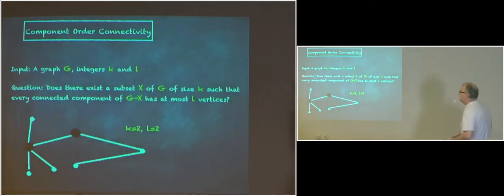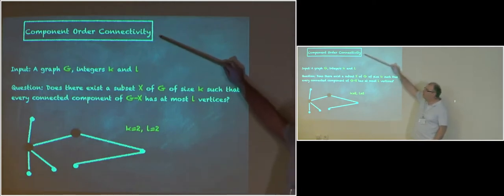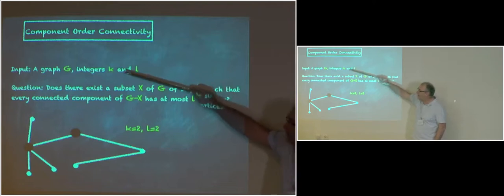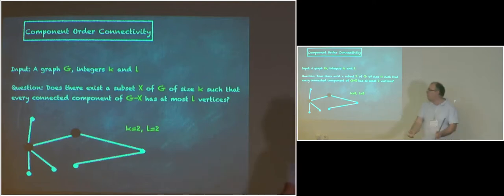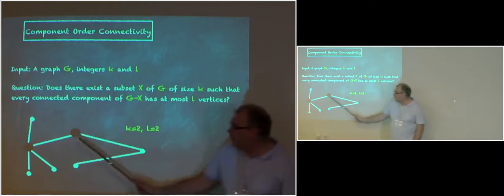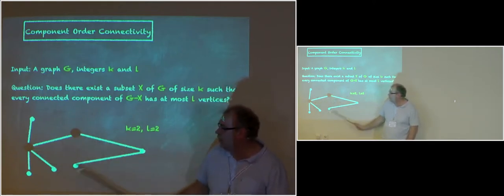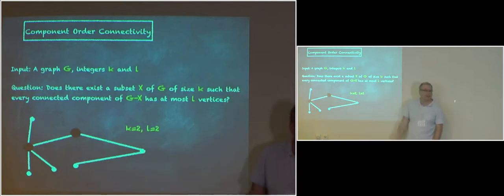My application here is the following problem. I want to give a kernel for the component order connectivity problem. I have a graph G, integers K and L. I want to find a set of vertices of size at most K, such that when I remove these vertices, every connected component of the remaining graph has at most L vertices. The parameter will be K. For example, I have a graph and two vertices, and when I remove these two vertices, every connected component is of size at most 2. And when L is equal to 1, this is again vertex cover.